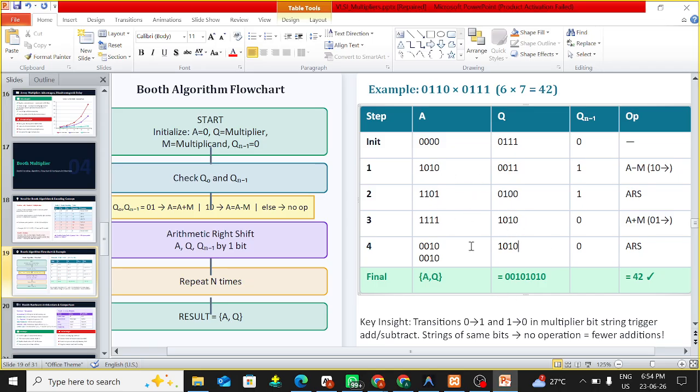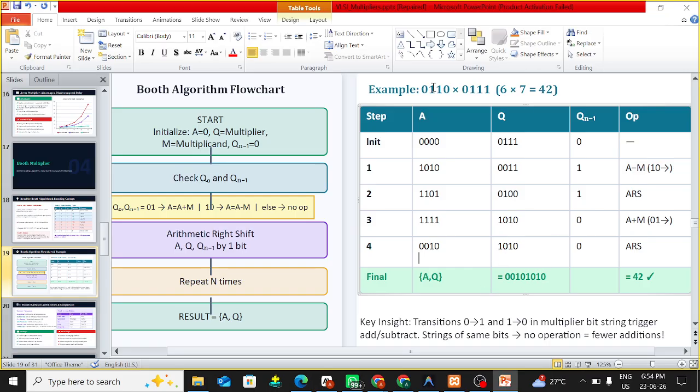How many iterations have we done so far? One iteration, two iteration, three iteration, four iteration. So now we have done four iterations. We have only four bits, then we need to stop. So what is the output we have got now? The output that we have got is this. How to add this? If you add both parts, then that is your output: 0010 and 1010. So this is your output.